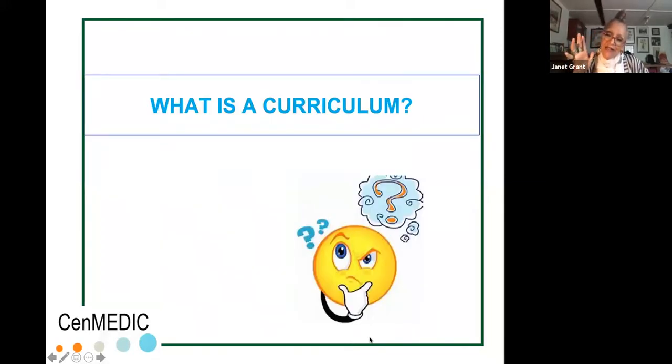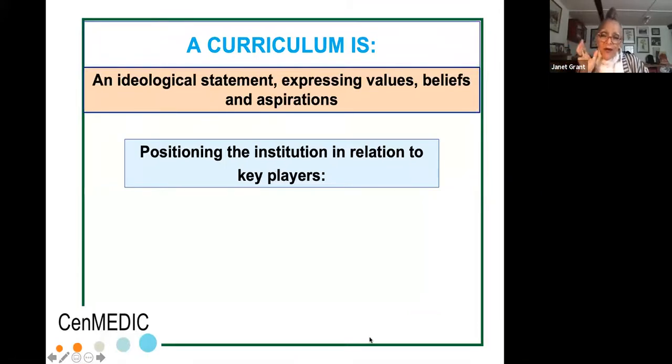So let's think about this, since we're talking about contextual curriculum. What is a curriculum? Well, a curriculum is an ideological statement. We might think about it in terms of outcomes and topics and disciplines and timetables. It's actually an ideological statement. A curriculum expresses values, beliefs, aspirations. It positions your institution in relation to key players, because medical school curricula can never be independent.